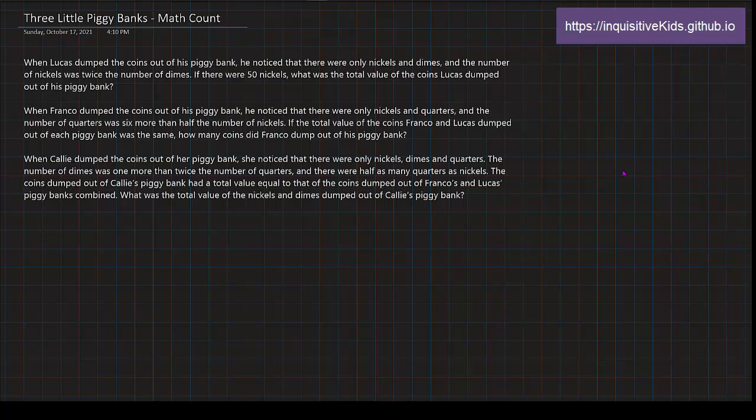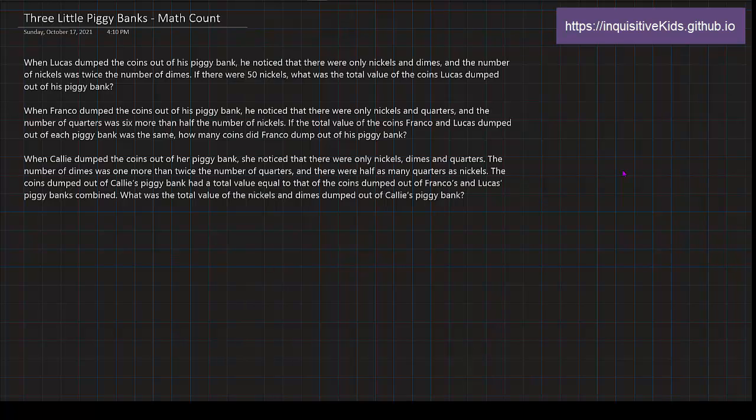When Lucas dumped the coins out of his piggy bank, he noticed that there were only nickels and dimes, and the number of nickels was twice the number of dimes. If there were 50 nickels, what was the total value of the coins Lucas dumped out of his piggy bank?